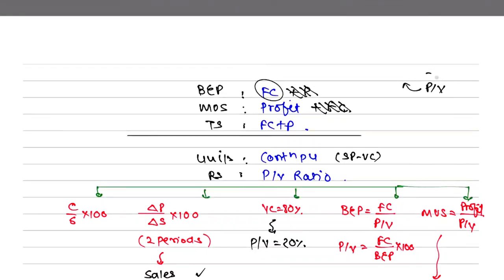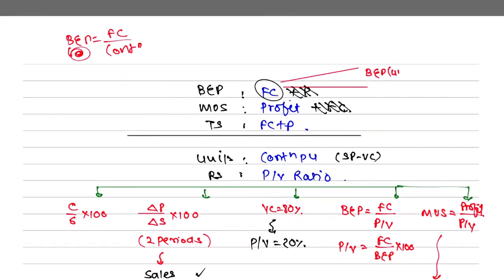Just to give you the idea how you can get the fixed cost, sometimes if it is not given. The first is BEP is equal to fixed cost divided by what? Contribution per unit, if the data is in units. So BEP units into contribution per unit, or BEP in rupees into PV ratio. Clear with this?